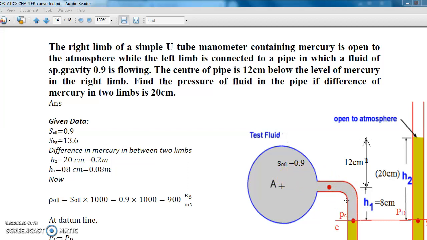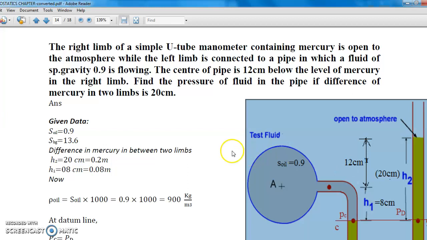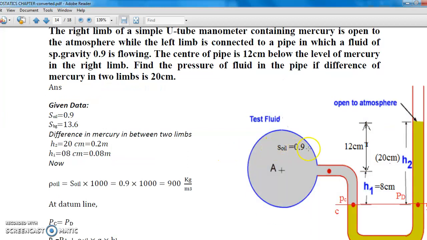Okay, so first it is a U-tube manometer. You see this is a U-tube manometer, where the right limb is open to atmosphere and the left limb is connected to the pipe where you have to measure the pressure of that pipe, and in this pipe the oil is flowing whose specific gravity is 0.9.